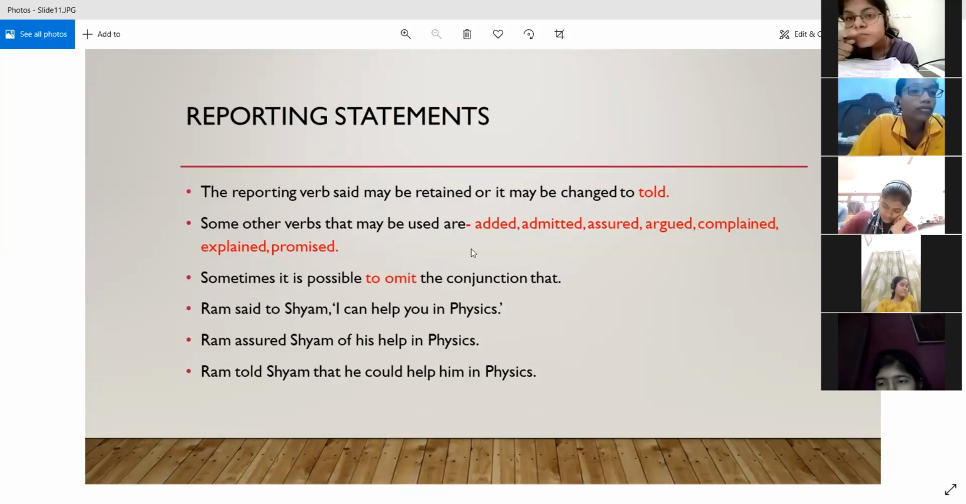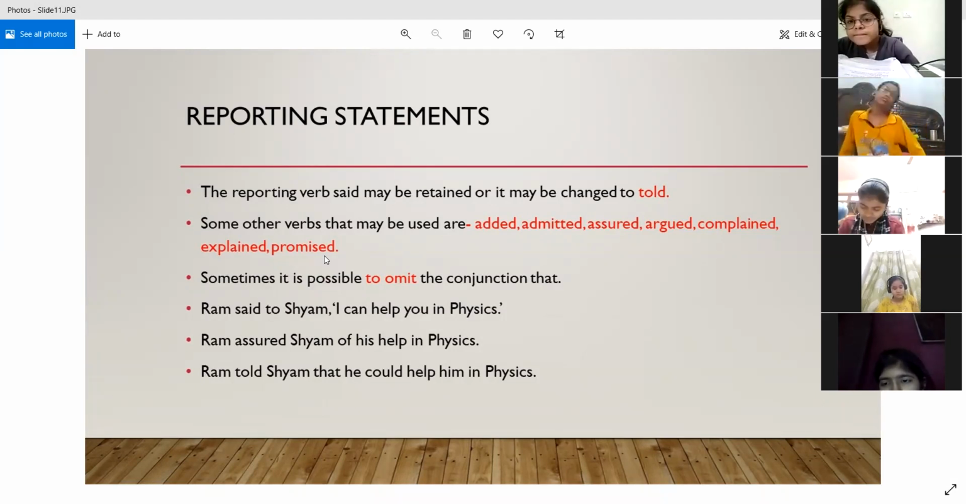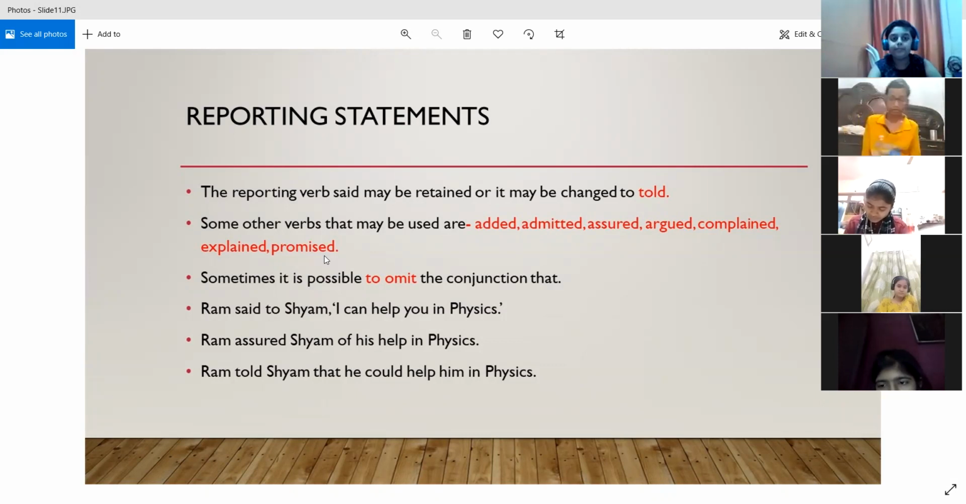Some other verbs that may be used are added, admitted, assured, argued, complained, explained, promised, according to the emotions that you comprehend from the direct speech, that what a person is saying. From there, if you think that the person is complaining about something, then you can change the reporting verb into complained. If you think a person is explaining something or promising something, then you can write in the indirect speech that that person explained or promised or complained, right? So you can use these words also as your reporting verbs in the indirect speech.